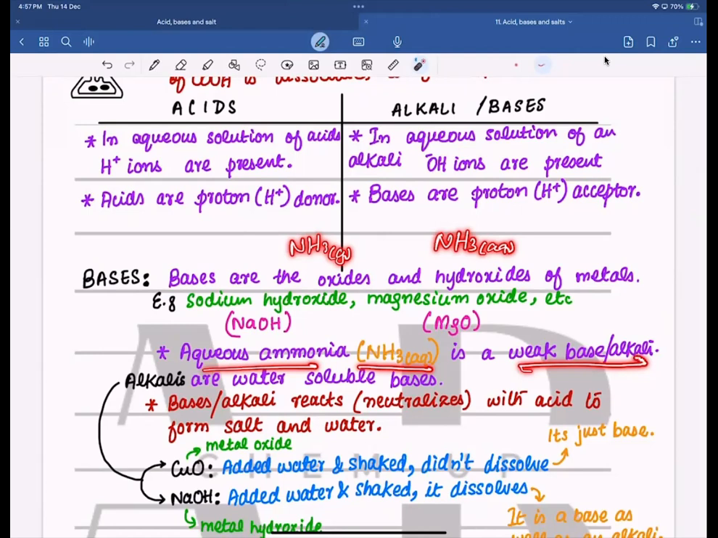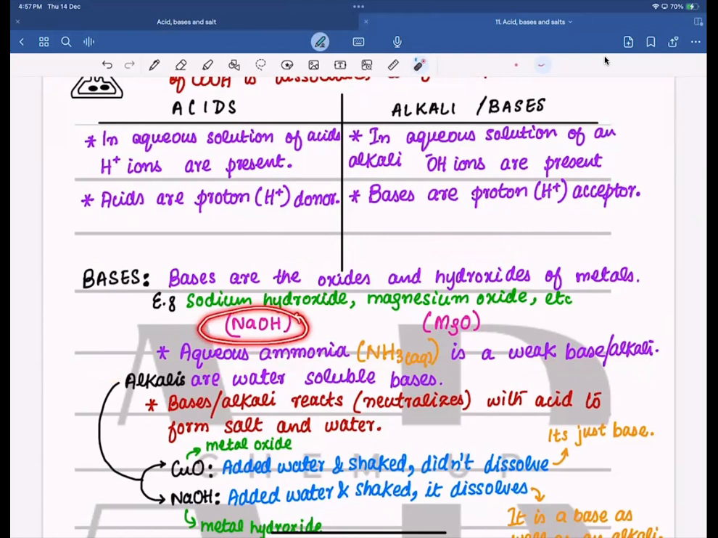So weak bases are the ones which partially dissociate, and strong bases are the ones which completely dissociate. There are three types of bases: metal oxides, metal hydroxides, and aqueous ammonia. Then we have alkali. If a base is water soluble, then we call it alkali.